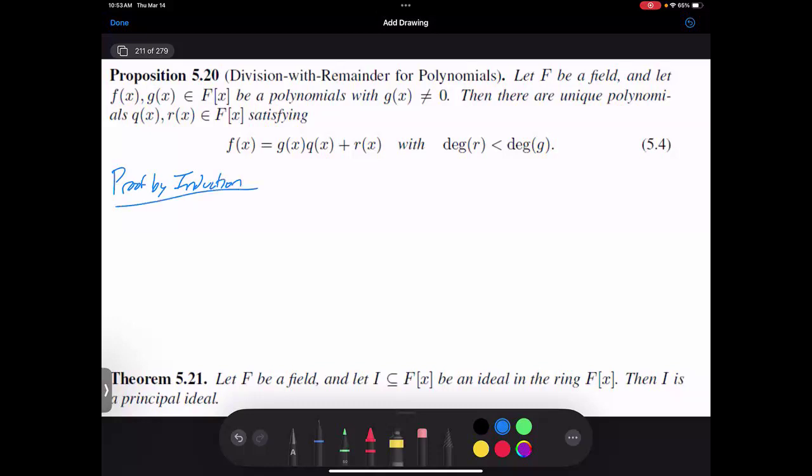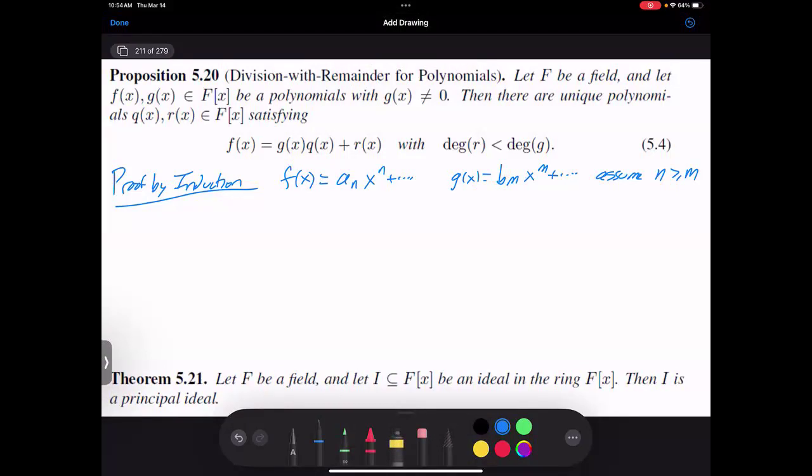So the proof is in the book. It's a good idea to try to do it yourself. If I give you, say, f of x is a_n x to the n plus ..., and let's say g of x is b_m x to the m plus ..., and let's assume maybe n is greater than or equal to m. If n is less than m, then that means the degree of f is less than the degree of g. We've already got our remainder.